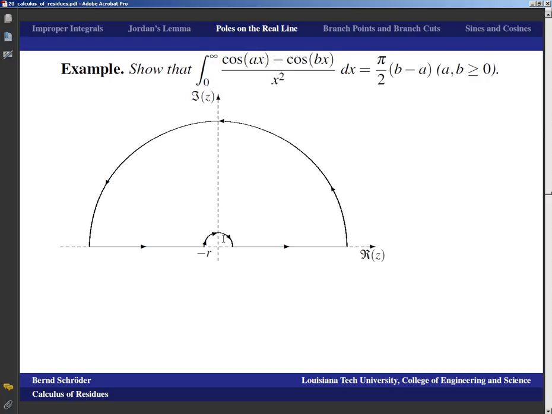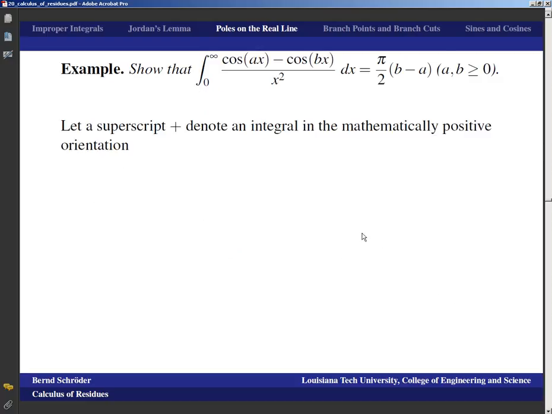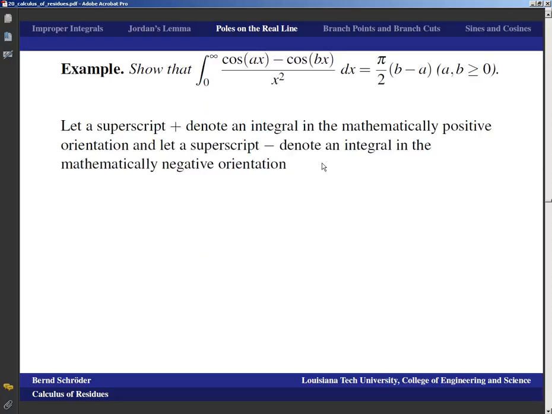And we'll call this little circle to have radius lowercase r, so this goes from negative r to r. The outer circle will have radius capital R, so this is negative R and this is R. And we will call the tiny circle S1, and we will call the big circle S2. And superscript plus will be an integral in the mathematically positive orientation, and a superscript minus will be an integral in the mathematically negative orientation, just to be absolutely sure, because we're mixing both of them up here. And so here we go.